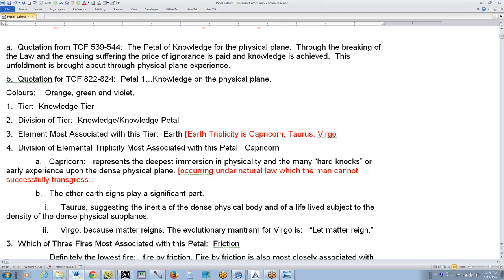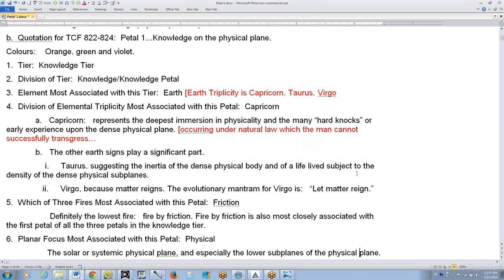So it is a sacred planet, but when used in connection with non-sacred forms, Vulcan sets up a lot of resistance, and we all know the innate stubbornness or resistance of the undeveloped Taurian type, and even some developed Taurian types who are having kind of a flashback of how they used to be. With regard to Virgo, matter reigns. Let matter reign is the normal evolutionary mantra of Virgo. So matter is reigning in this first petal.